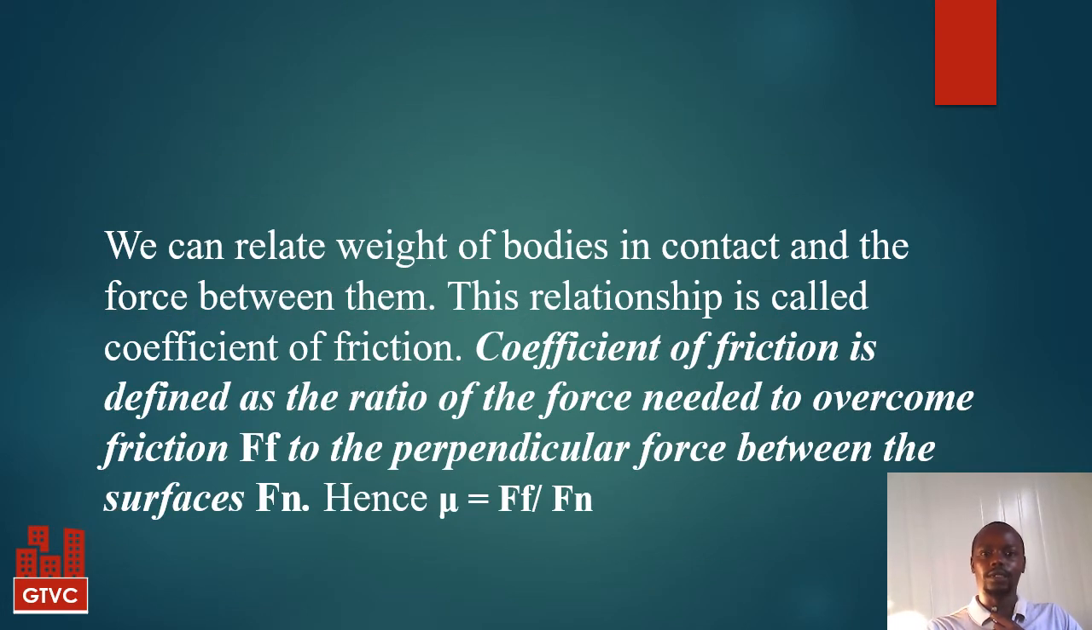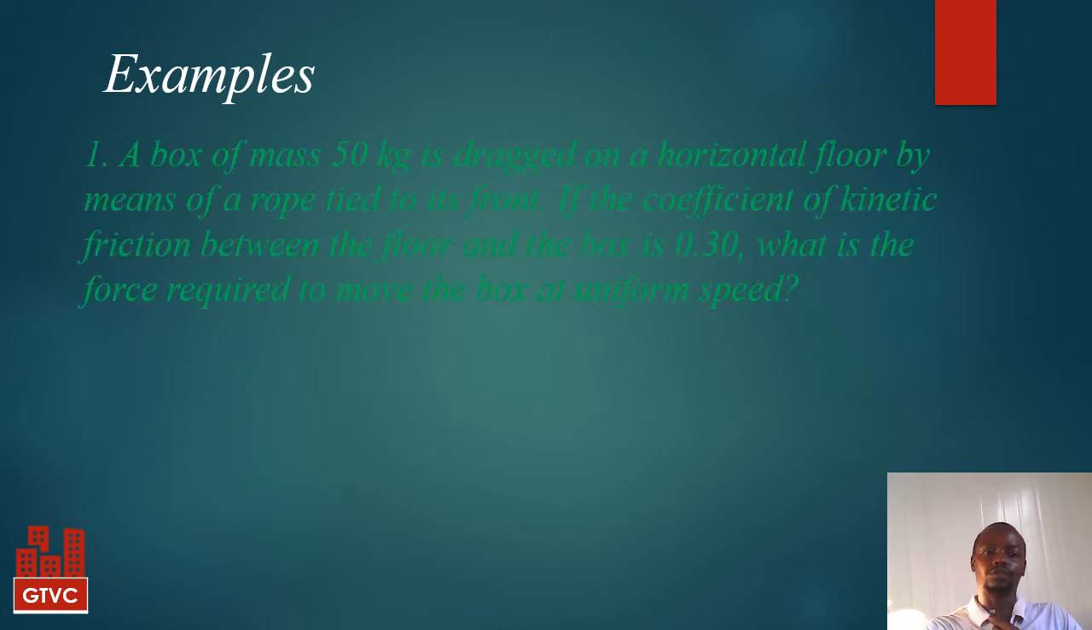Let us see an example of how we can calculate the coefficient of friction. The example will be guided by a box of 50 kg dragged on a horizontal floor by means of a rope tied to its front. The coefficient of kinetic friction between the floor and the box is 0.3. Now the question will be, what is the force required to move the box at uniform speed?